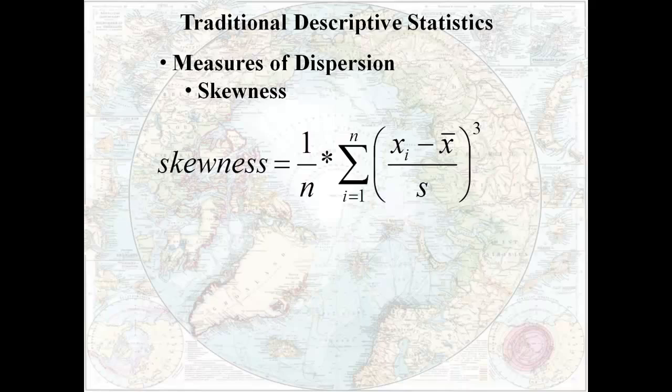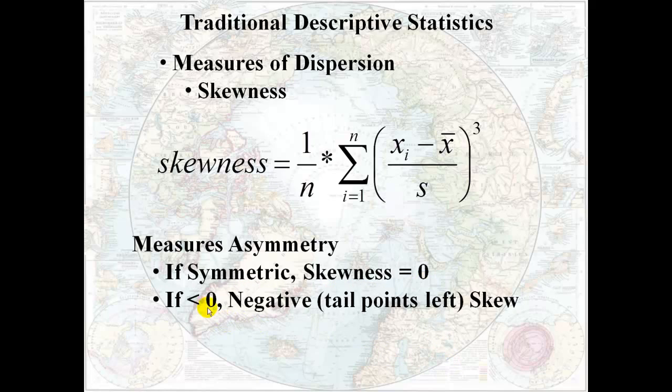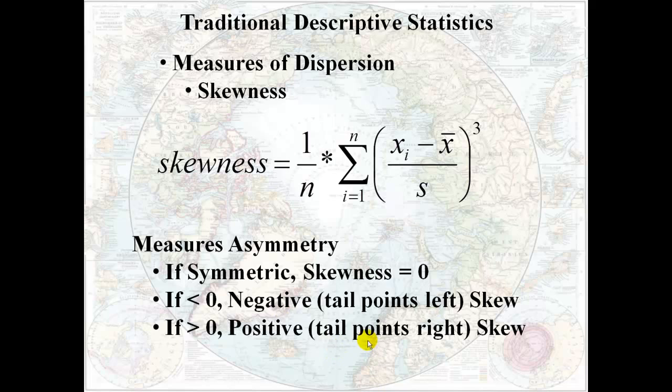If things are skewed to the left, there are a relative lot of things to the left of the mean, which means your distribution will have that tail that points to the left, and your values will be less than the mean, which means your skewness will be less than 0. So that measures asymmetry in your distribution. If things are symmetric, like a normal distribution, skewness is 0. If it's less than 0, that means the tail points to the left, and it's called negative skew. Greater than 0, the tail points to the right, positive skew.